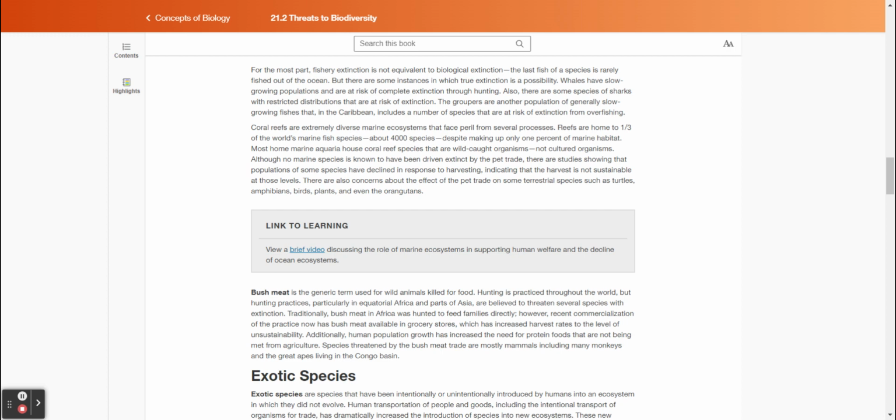Coral reefs are extremely diverse marine ecosystems that face peril from several processes. Reefs are home to one-third of the world's marine fish species, about 4,000 species, despite making up only 1% of marine habitat. Most home marine aquaria house coral reef species that are wild-caught organisms, not cultured organisms. Although no marine species is known to have been driven to extinction by the pet trade, there are studies showing that populations of some species have declined in response to harvesting, indicating that the harvest is not sustainable at those levels.